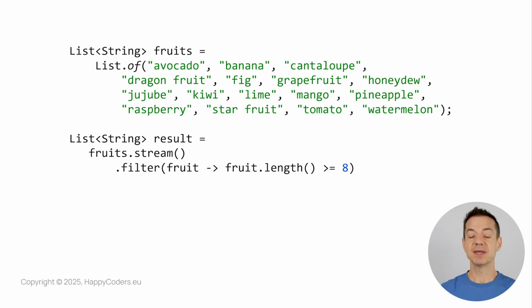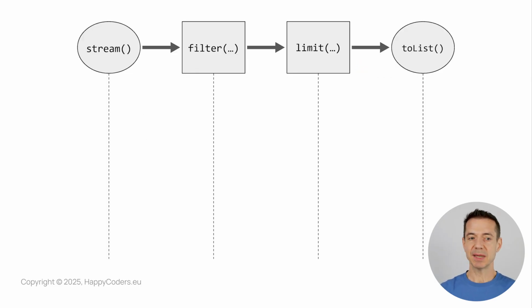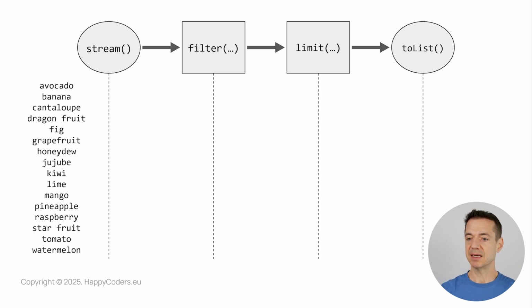Then we say filter, we want words that are at least 8 characters long. Then we say limit 3, we want at most 3 results. And finally comes the terminal operation toList, and only its invocation actually starts the processing. And it proceeds as follows.